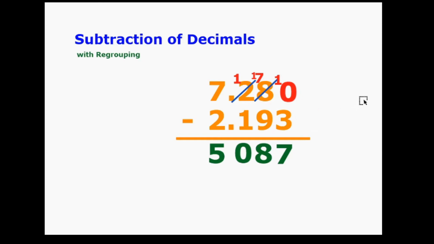Don't forget to do the last step, which is to put the decimal point on your answer, directly aligned with the decimal points on your minuend and subtrahend. Therefore, we have to put our decimal point there. Our final answer now is 5.087, or 5 and 87 thousandths.